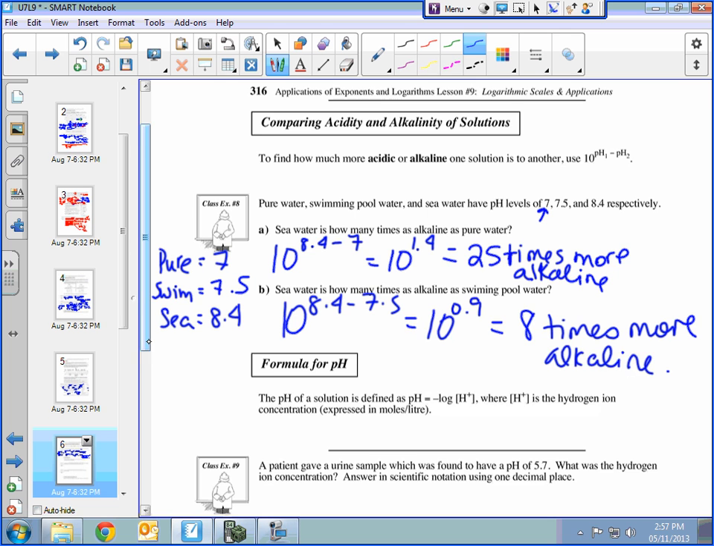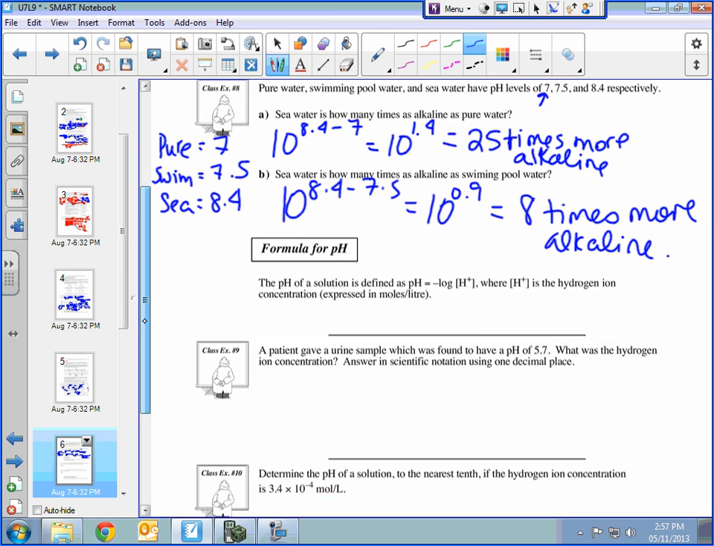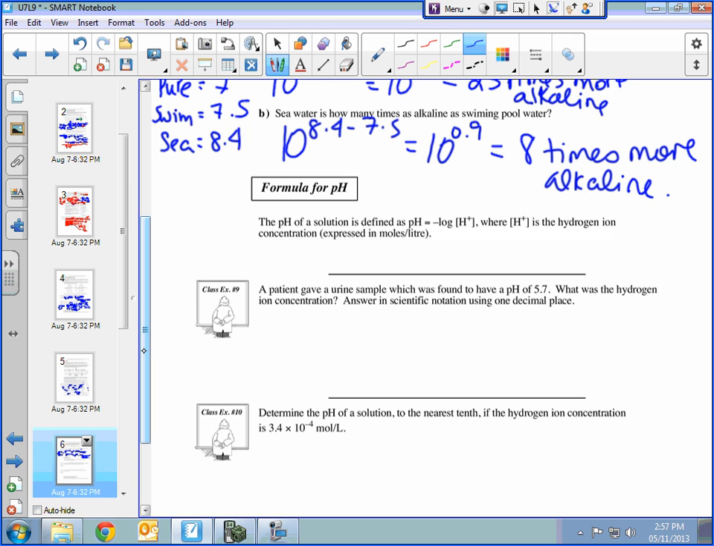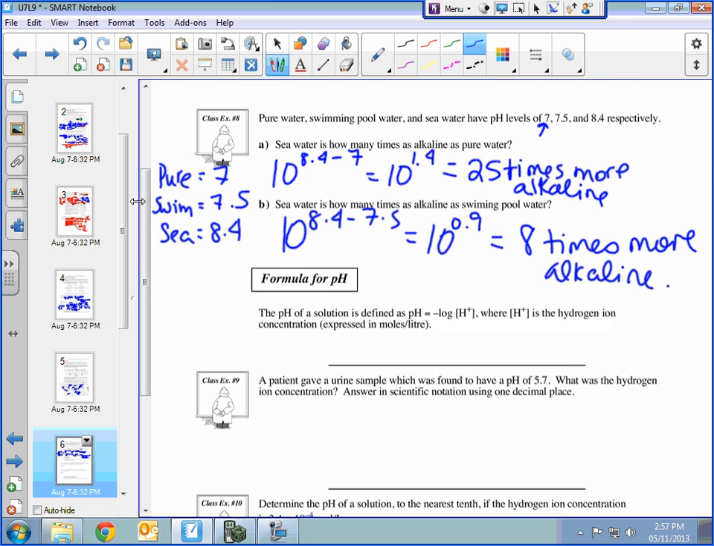Guys, focus, please. Do you have any questions about this? If it is more alkaline, then just leave it. If it's the opposite, then you would do the opposite, okay? So these ones were both the same, so you just leave it. If I say seawater is how many times as alkaline as pure water, I know seawater is more alkaline than pure water, so that's good, so I leave it. If I were to say seawater is how many times more acidic than pure water, then I would go the opposite. Then I would go 7 minus 8.4. Okay?